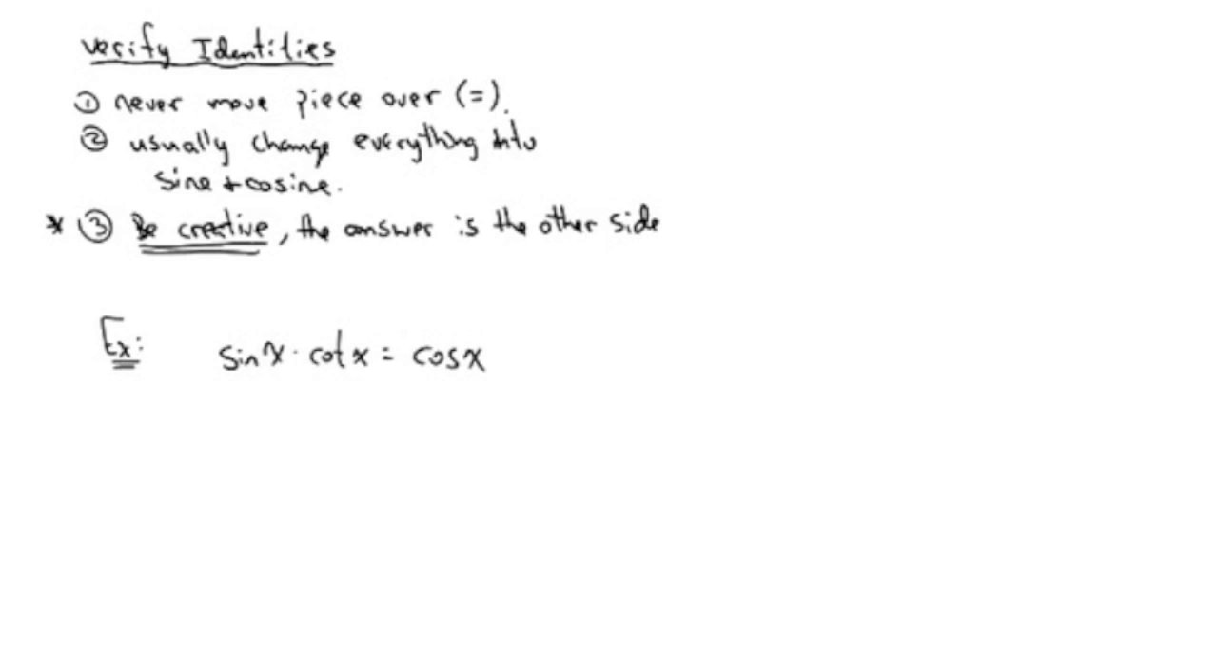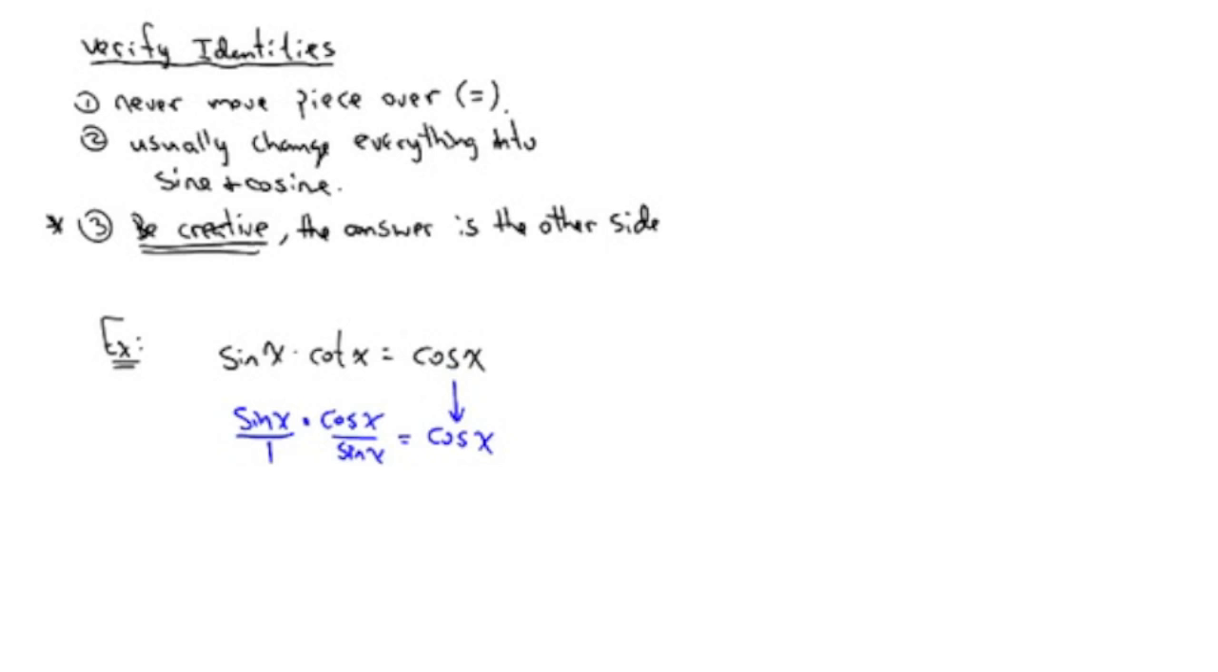And what you do is you never move pieces to the other side, and you usually change things into sine and cosine. So this one's already a sine, so I write it as sine of x times, what can I change cotangent into? Cosine of x over sine of x. So this becomes cosine of x over sine of x. Since you're dealing with fractions, I highly suggest you write this sine x over 1, just so you don't get confused and do weird things. Alright, you can put the equals here, and if you want, you can put the cosine of x. You're just dropping that one down.